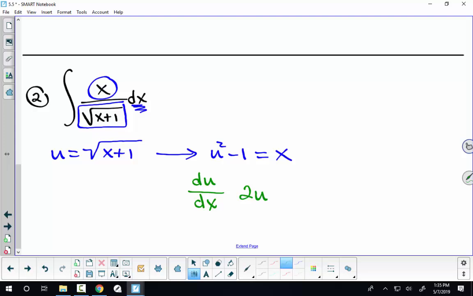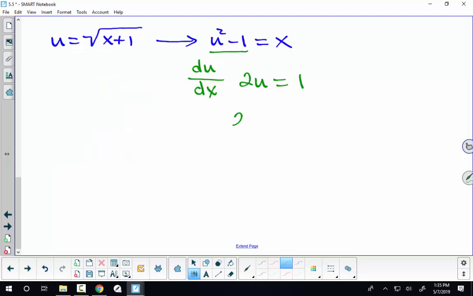So we take the derivative of u squared minus 1. That gives us 2u minus 0, or 2u. And then we take the derivative of x, which is 1. So looking at that, kind of how we've been looking at it, we have 2u times du equals dx. Is everybody okay with that? Any questions on it? Good.